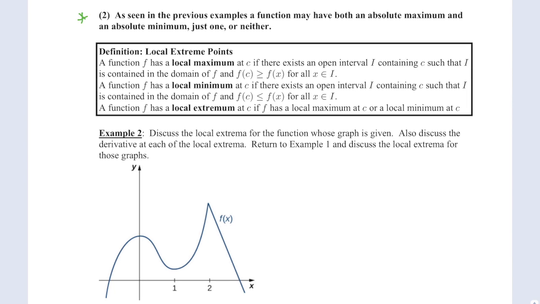So all we're looking for here is not that the function value be higher than all the other points anywhere on the graph, but just in a region. So the difference here is that we can find an interval around the point such that the point is higher than everything in that little area.